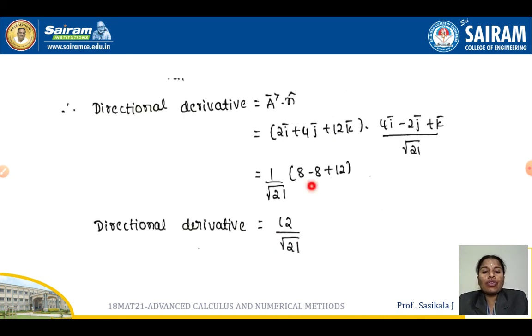Now you will get the dot product. Dot product means the corresponding coefficients of i, j, k vectors are multiplied. Take 1 by root 21 common: 2 into 4 will be 8, plus 4 into minus 2 will be minus 8, plus 12 into 1 will be 12. So plus 8 minus 8 will get cancelled, and we will get only 12. So the directional derivative answer is 12 by root 21.